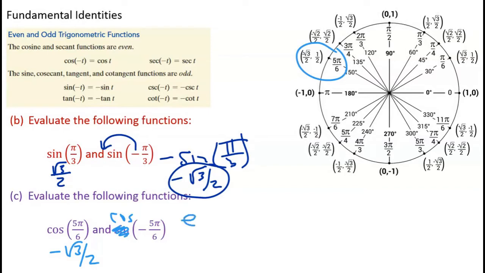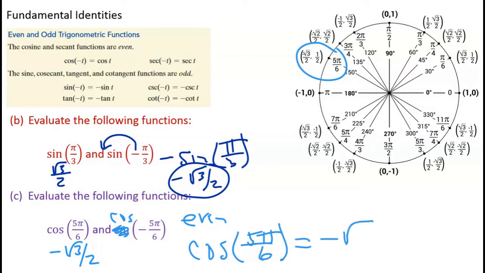Cosine is an even function. For even functions, the negative just disappears. So instead, you're evaluating cosine of 5 pi over 6. Lucky for us, we have already done that. It's right here. It is negative square root of 3 over 2. So use your even and odd properties to either pull the negative out front for odd functions or make the negative just disappear for even functions. And then you can go in the regular direction, in the positive angle direction around your unit circle, and save yourself some brain power.